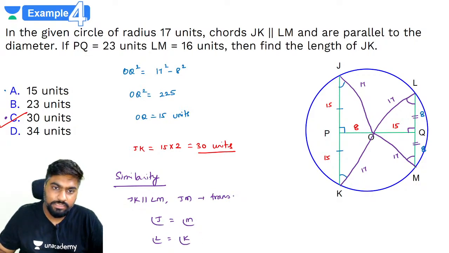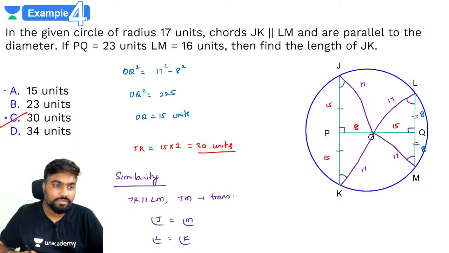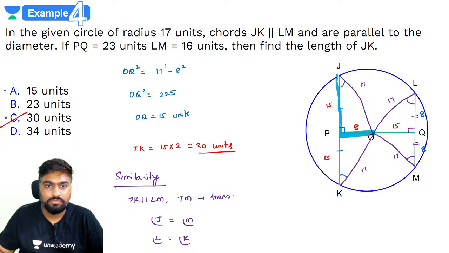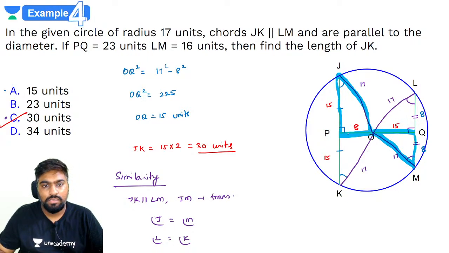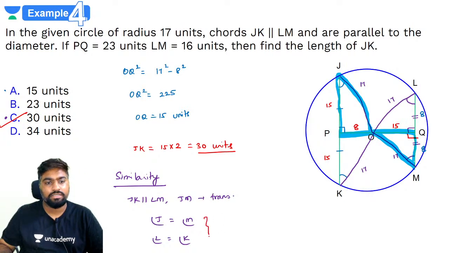But if you're taking just this particular rectangle, take these two triangles, this triangle and this triangle. Now you can prove the similarity. Take these two triangles, this 90 and this 90, so angle P will get overlapped with angle Q. So if QM is 8, then OP is 8. If OQ is 15, then PJ is 15, right? Similar triangles, AA similarity.